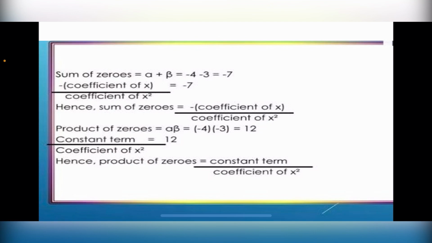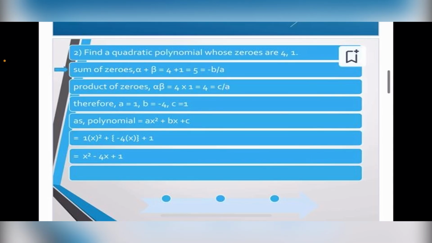So hence proved. So this is the final question. Only we have two exercises. The first exercise I told you is based on the graphical. In the second exercise we have to verify the relationship and find the coefficients, and we have to verify alpha plus beta and alpha into beta.